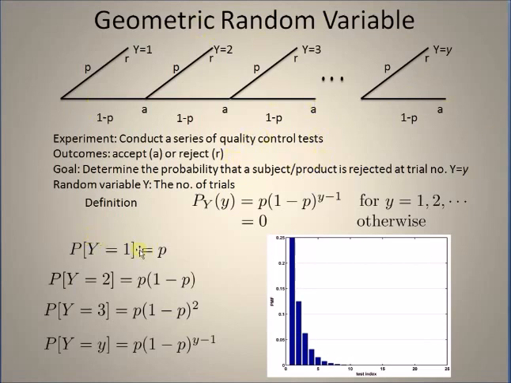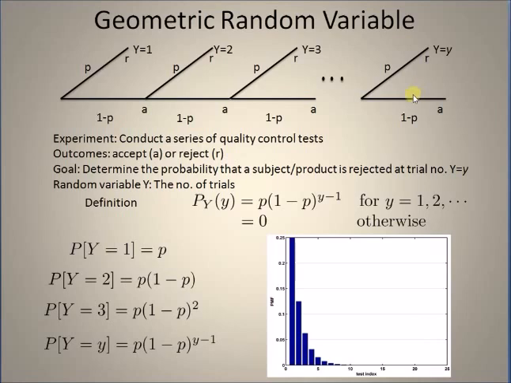So at trial number 1, that is for Y equal to 1, the probability that the subject is rejected is given by P. And if it is accepted at this trial, then the probability that it will be rejected in the second trial is given by P times 1 minus P, as shown by this tree. And similarly, for Y equal to 3, that is at trial number 3, the probability that it will be rejected at this trial is P times 1 minus P square. Obviously, it is accepted in the first two trials.